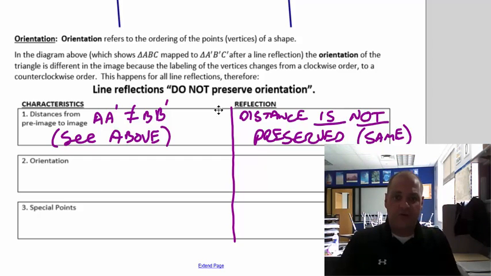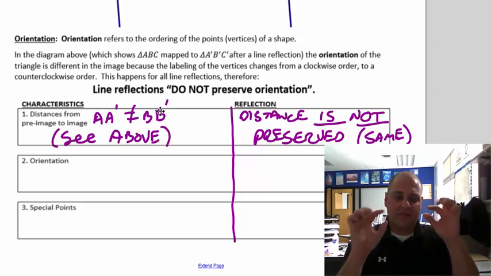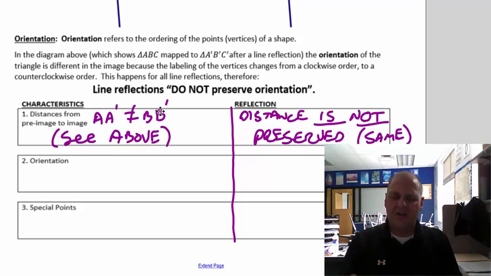Distance is not preserved because A prime does not equal B prime. The distance from A to A prime does not have to be the same as the distance from B to B prime. It's a little hard to see, but we're going to use our notes and do some examples tomorrow. Obviously, we're going to work on this.